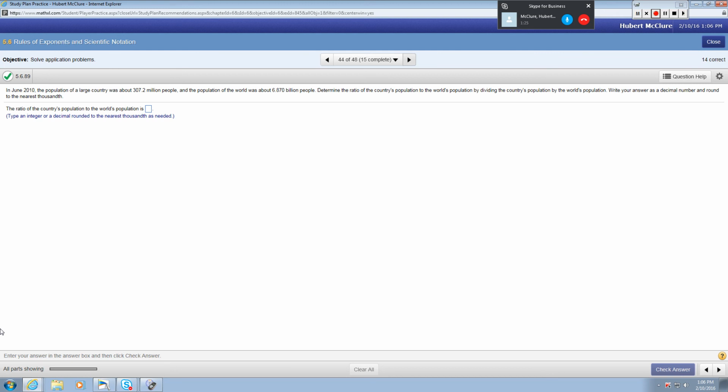All right, write the problem down. It says, in June 2010, the population of a large country was about 307.2 million people, and the population of the world was about 6.87 billion. Determine the ratio of the country's population to the world's population by dividing the country's population by the world's population. They tell you what to do, so just do it.